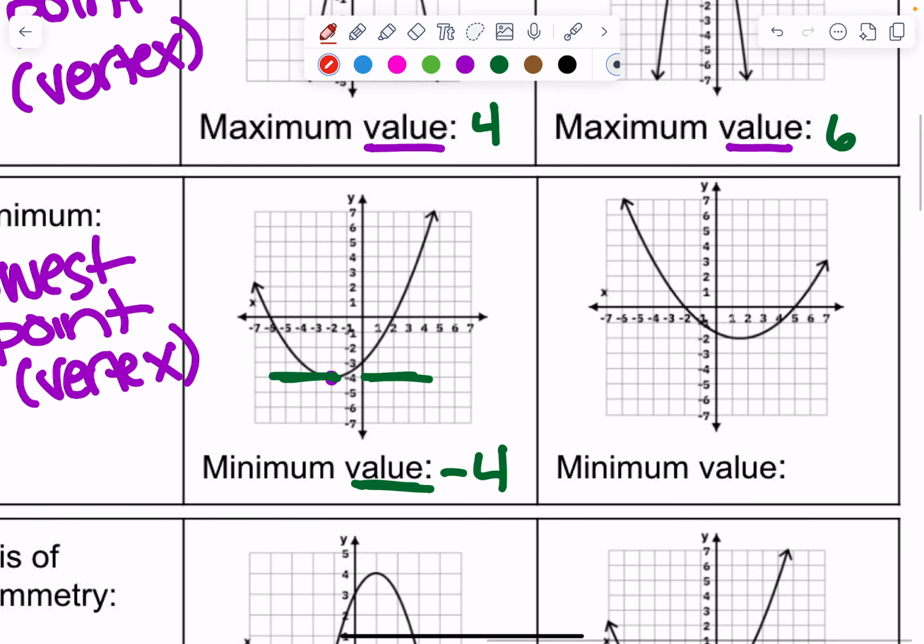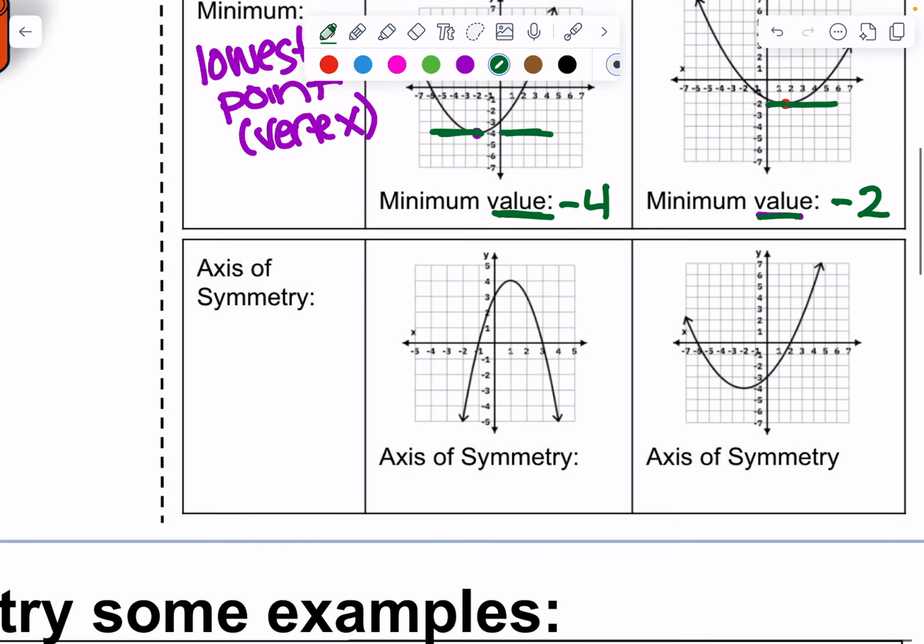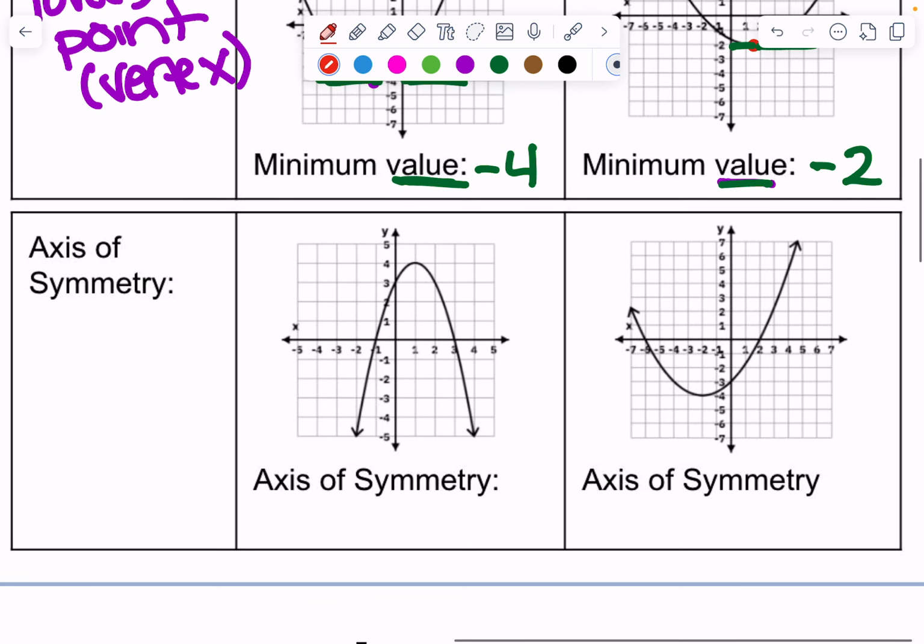So if I look at the next one, I have my vertex. And then I want the lowest value. So my lowest value for that vertex is -2. That's my answer. So then I want to move on to axis of symmetry.